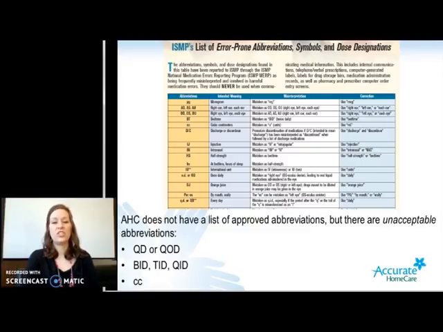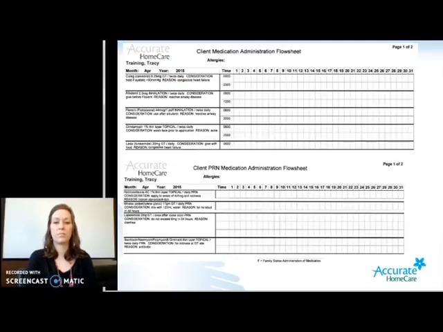You want to make sure that you're avoiding any error-prone abbreviations, symbols, or dose designations. This piece of paper is in the chart as well. But also, Accurate does not have a list of approved abbreviations, but we do have unacceptable abbreviations. Those include QD or QOD, BID, TID, QID, CC. None of those abbreviations are approved, so you want to write out once daily, twice daily, 3 times daily. And CCs should be indicated as mLs or milliliters.